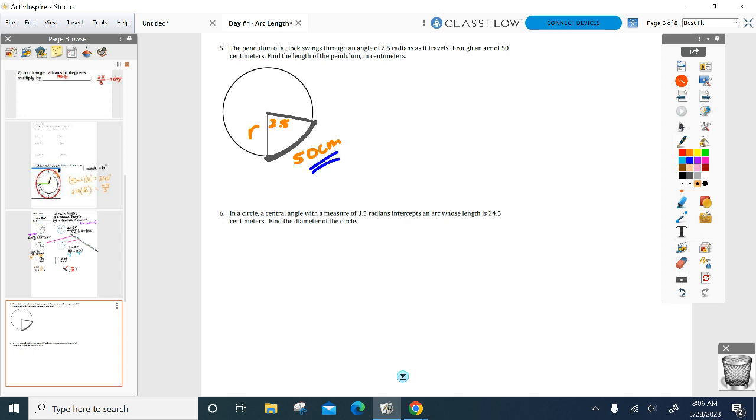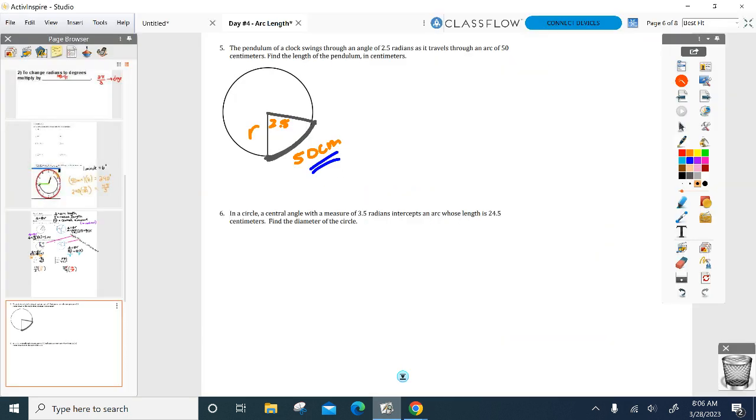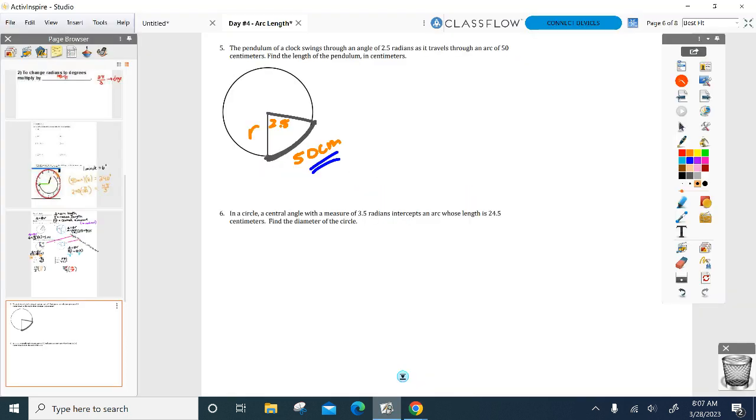So remind me again, what's this 50 here? Put this in terms we know. What's that 50 represent? Arc length. So now my mind goes, all right, arc length. I have two formulas, one that's in radians, one that's in degrees. What's the 2.5 in? Radians. So probably in this problem, I want to use S equals theta R, because my angle's in radians.